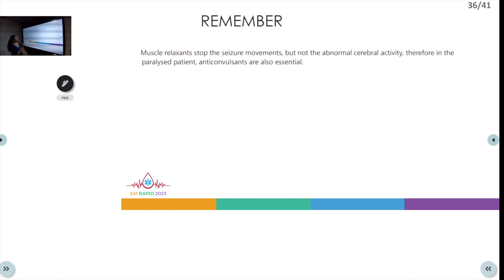Always remember that muscle relaxation or paralysis of the patient doesn't mean that we have stopped the seizure. Seizure movements might have ceased, but the patient's abnormal cerebral electrical activity might be continuing. So even though we have sedated and paralyzed the patient, we need to take an EEG and monitor for seizure activity in the brain. And we need to continue anti-epileptic drugs also.